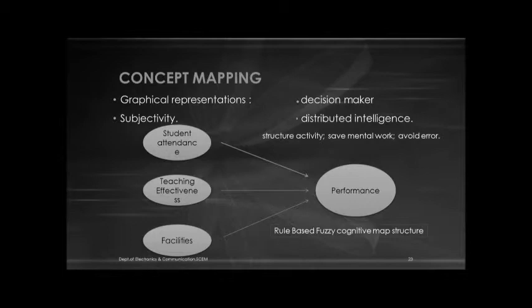Here, the students' attendance, teaching effectiveness, and facilities are the three subjectivities, and then the arrow shows the decision maker, where the performance is our output. Then distributed intelligence is showing the structural activity. It will save mental work and avoid errors.